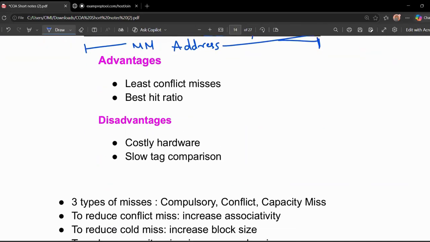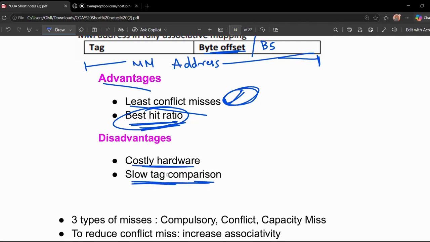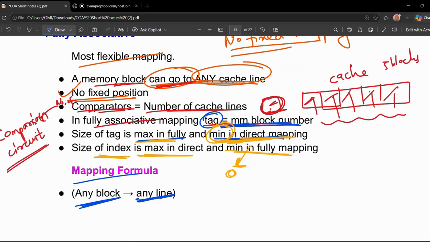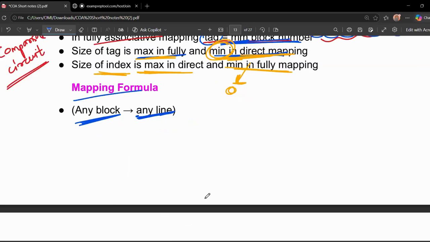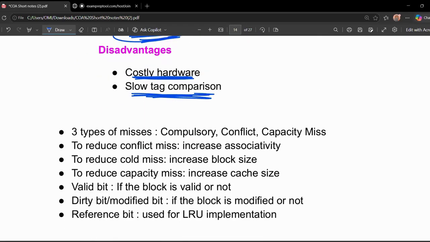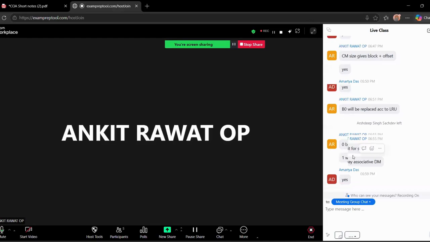Now proceeding further, what is the advantage? It has the least conflict misses, because a block can go anywhere. Another advantage is that you can get the best hit ratio. What is the disadvantage? Costly hardware and slow tag comparison. Why costly hardware? Because you have to compare with everyone. So those are the advantages and disadvantages. It's pretty much straightforward.